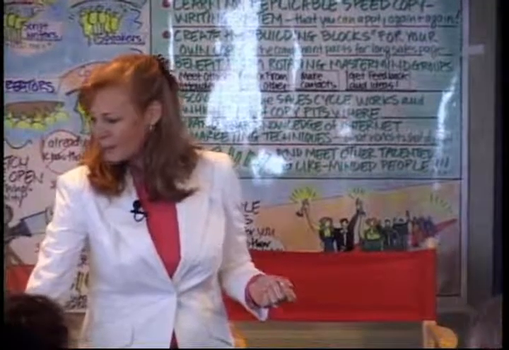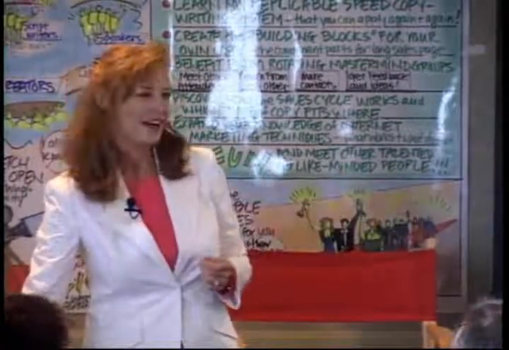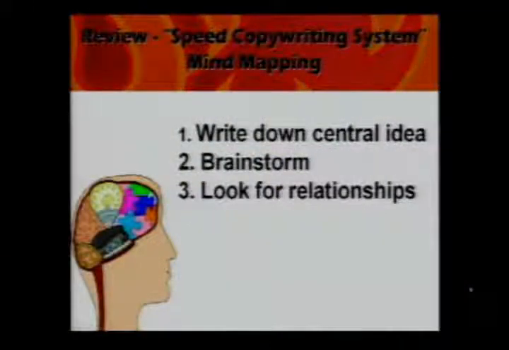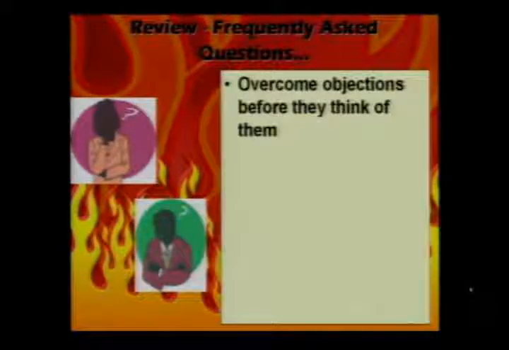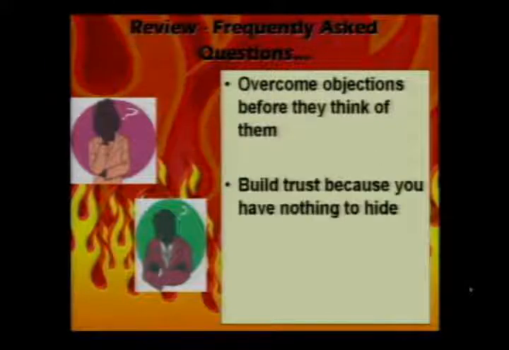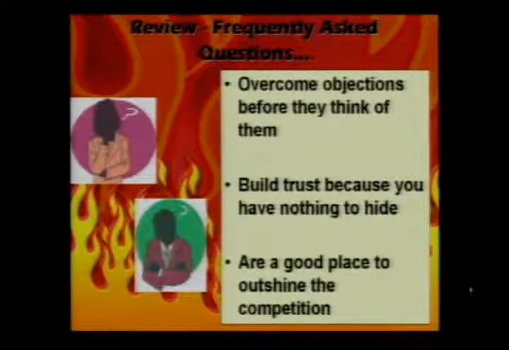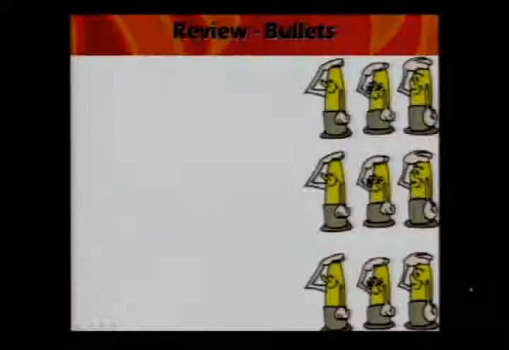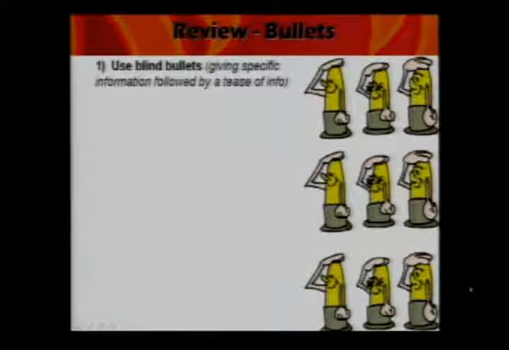We worked on mind mapping. We had a terrific example with Christina helping out, and Savi's pillows. Write down your central idea, brainstorm, look for relationships. The frequently asked questions, which we worked on last night, are for overcoming objections before they think of them, building trust because you have nothing to hide, and it's a good place to outshine the competition: the who, what, why, when, where. Bullets: you can use blind bullets, which is something with information, something that's a tease. Information, tease. It's very effective because it builds trust.